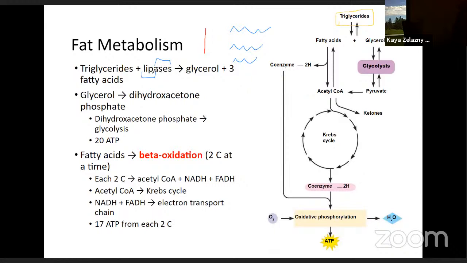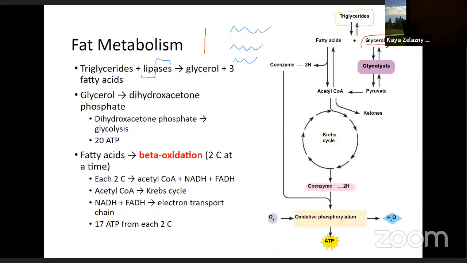So "ase" for enzyme, this part telling you that that's how we're breaking down lipids. So that gives us glycerol and our 3 fatty acids. We're going to do different things with the glycerol than we do with the fatty acids. That's why we need to separate them first. So we'll follow the glycerol part first.